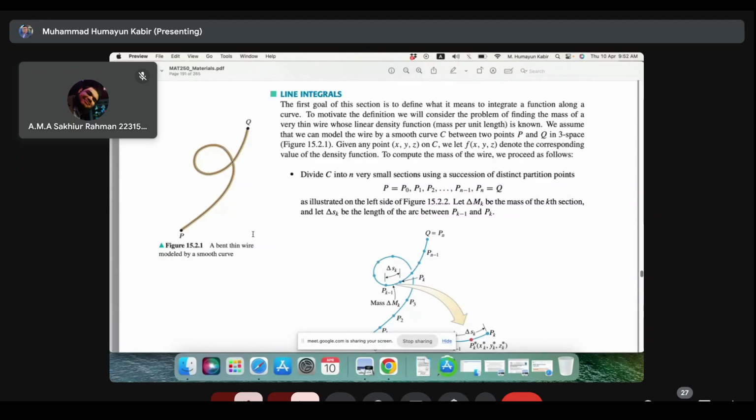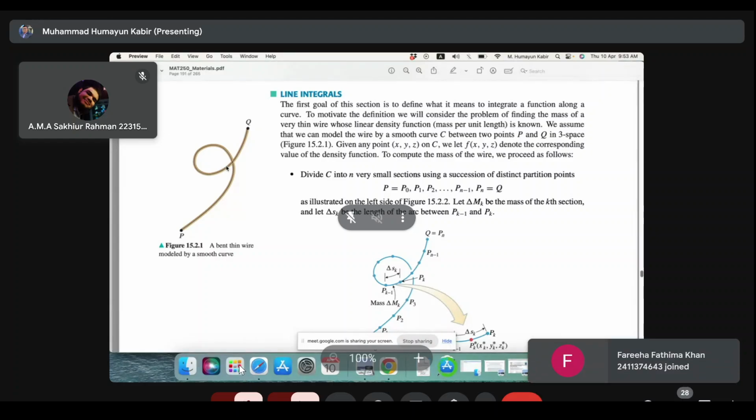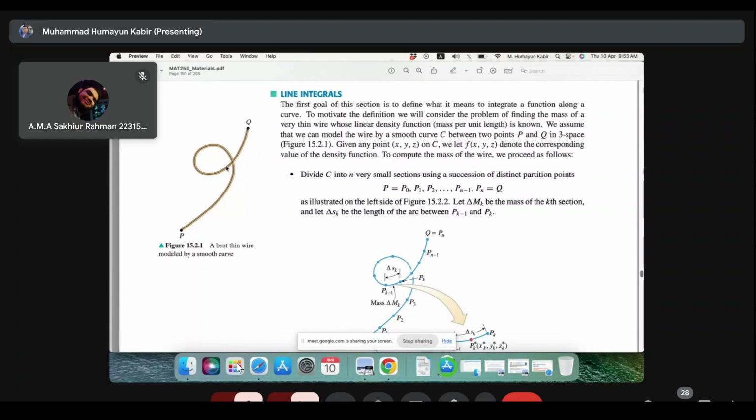So the curve has to be split into some small parts. For example, this one: if you split it into small parts, then each of the parts can be considered as a straight line. Although the curve is not a straight line, if you split it into small parts, individually each of the parts can be treated as a straight line. That is the mathematical mechanism to define a line integral.